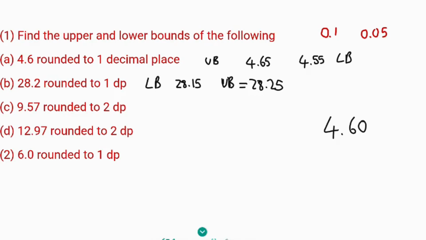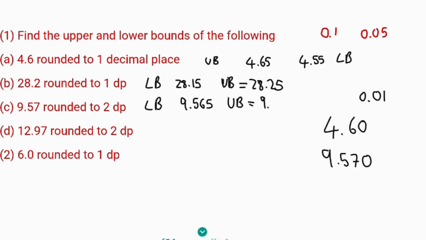Okay, next one, so there's 2 decimal places here. So again, this would be to the nearest 0.01, or you can imagine it as 9.570 if that helps. So your lower bound would be 9.565, upper bound 9.575. For D, lower bound 12.965, upper bound 12.975.